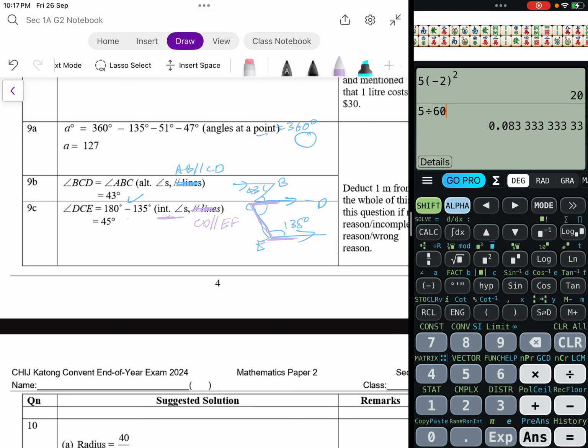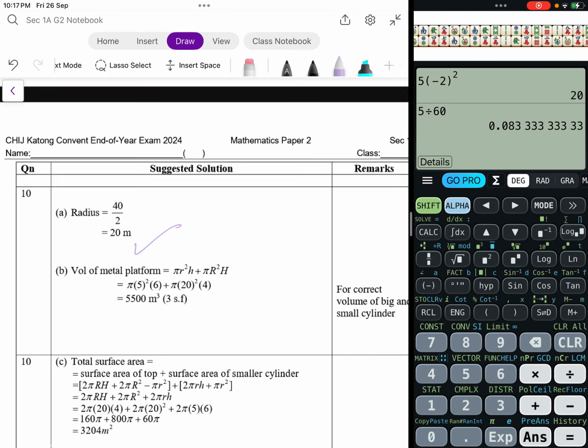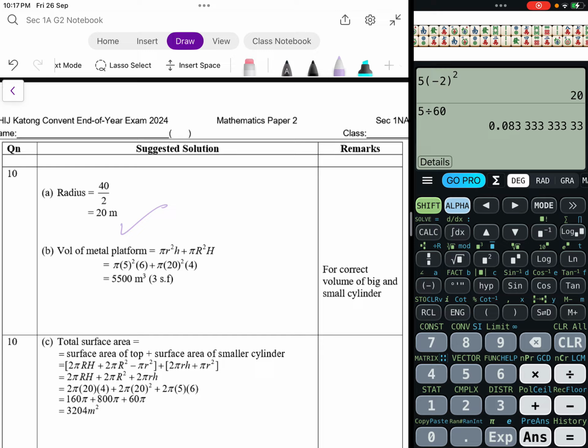Oh, this is a long paper. Okay, question 10. Find the cylindrical top joined with the cylinder. State the radius of the cylindrical top. Just 40 divided by 2. Okay, find the volume of metal platform, giving answer to 3 significant figures. So since there are 2 cylinders, so this is your volume of cylinder, right? This is the area of circle.